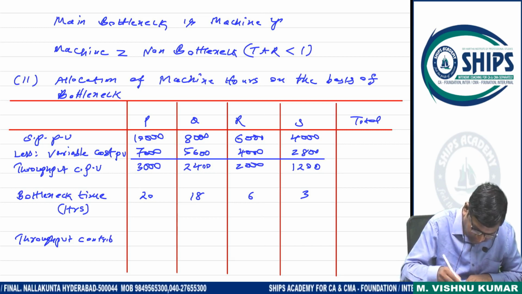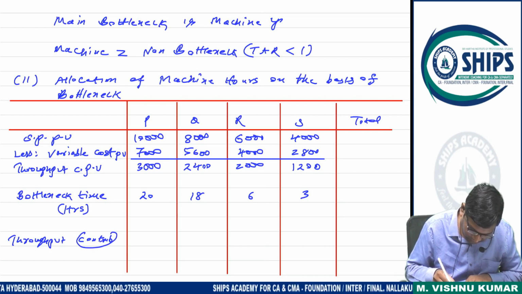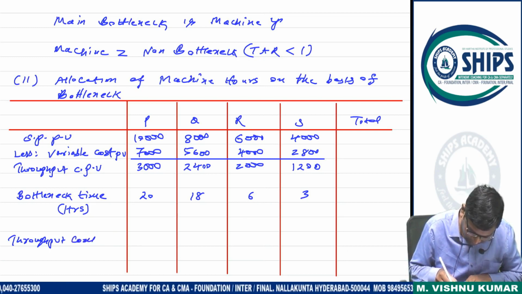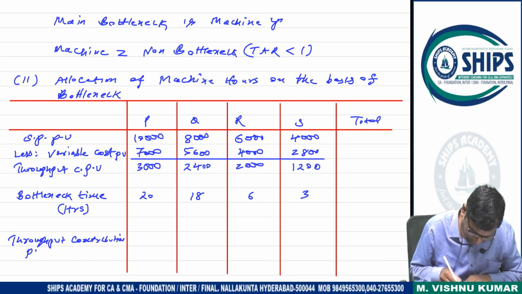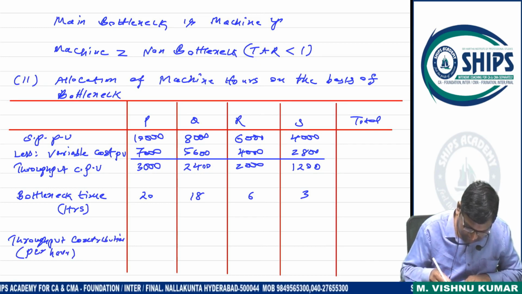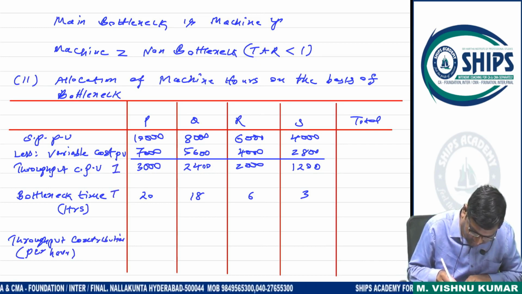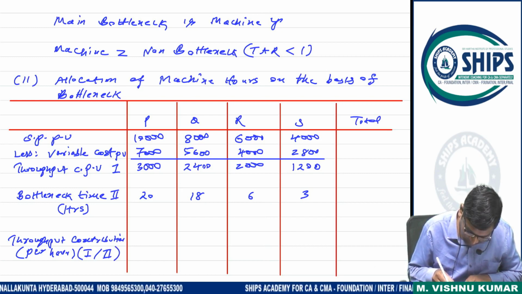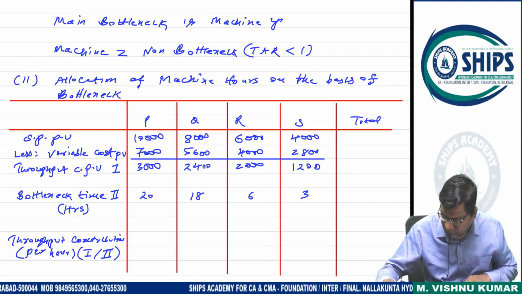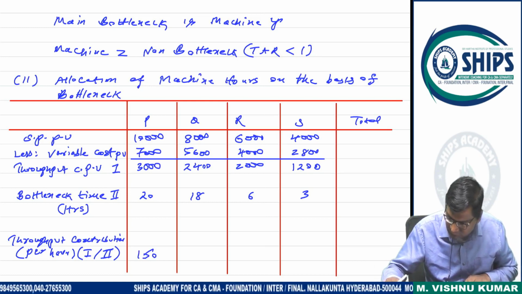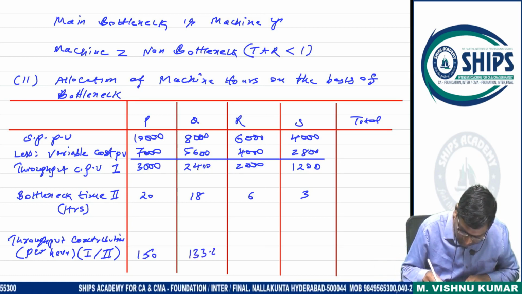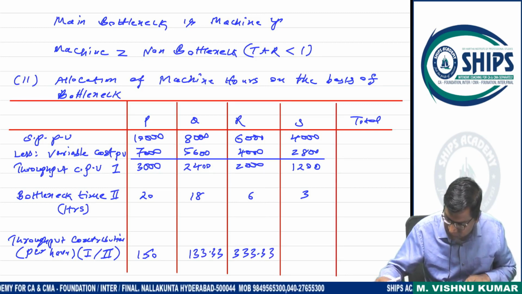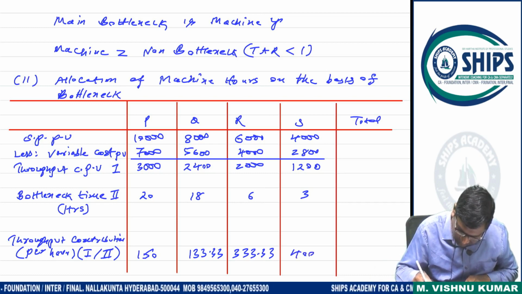Now, about contribution. For R. Okay, so this is 1, this is 2. So 1 by 2. 3000 by 20. $400.